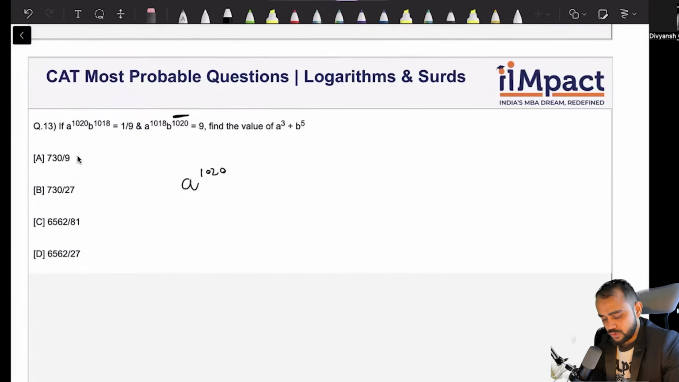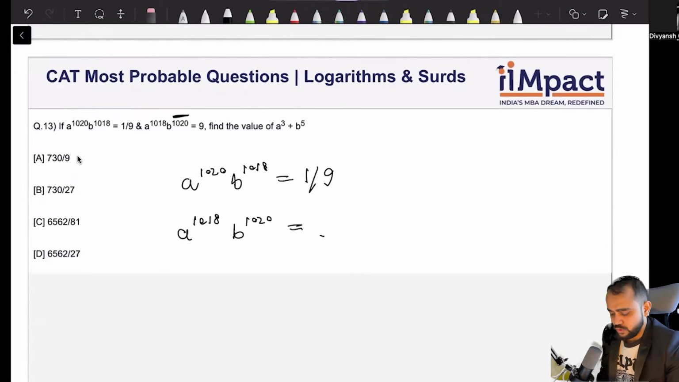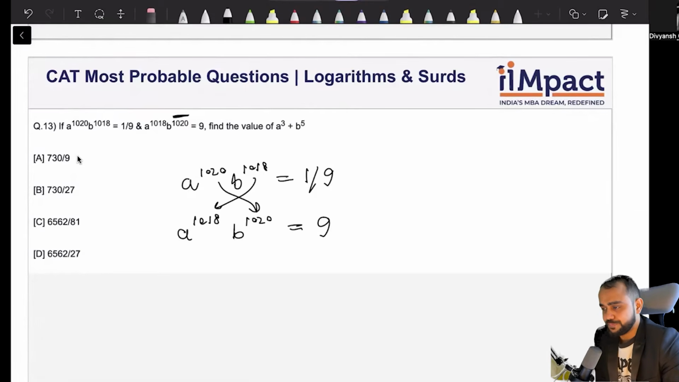A to the power 1020, b to the power 1018 is equal to 1 by 9. A to the power 1018 into b to the power 1020 is equal to 9. Now, a couple of observations. Your powers have switched, which means if I multiply these two, I will get same power for A and same power for B, because the power for A will be sum of these two, which is same as sum of these two. So that is observation number one. Observation number two, because again the powers have switched, if I divide, I will get A by B to the power something, which is also something that I can work with.